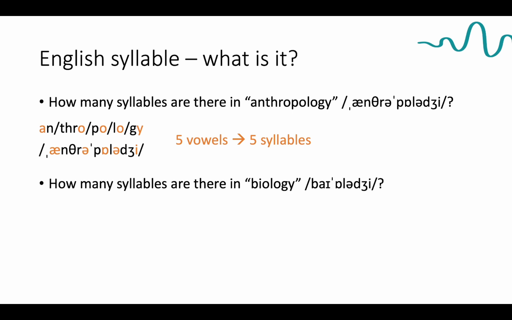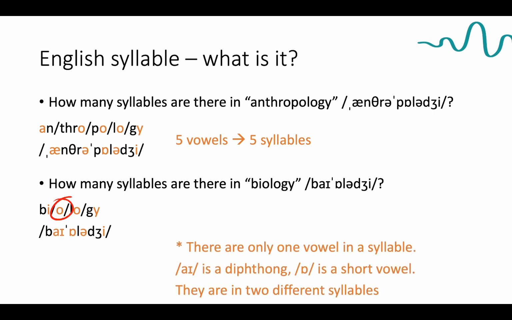Let's look at the next word, biology, as highlighted. There are 4 vowels in 4 syllables. The first one is a diphthong, the I in bi. The second vowel is in the second syllable. Because there can only be one vowel, including diphthong, in one syllable, the second vowel and the first diphthong are in 2 different syllables. The third vowel is the schwa in lo, the fourth and last vowel is in gy. So, there are 4 vowels and thus 4 syllables in the word biology.